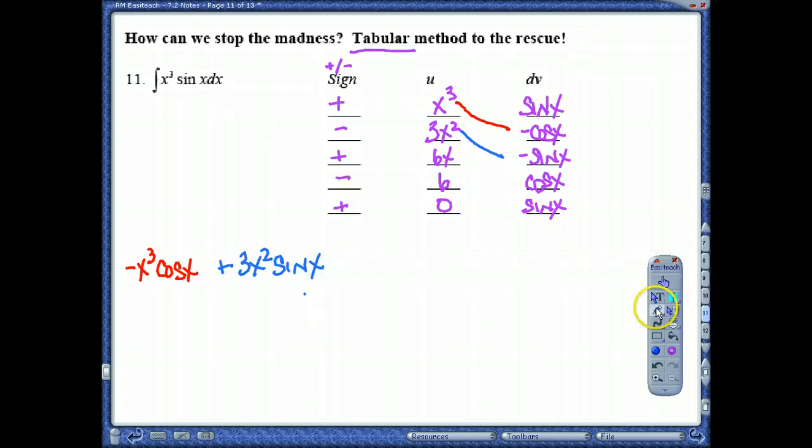Then the next one, positive 6x times cosine of x. And then the last, I'm going to have to do it in black, negative 6 times sine. And don't forget your plus c.